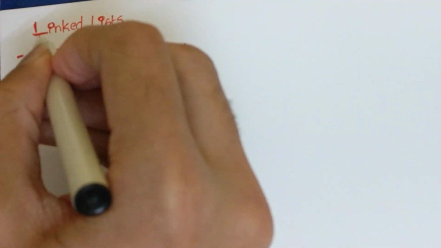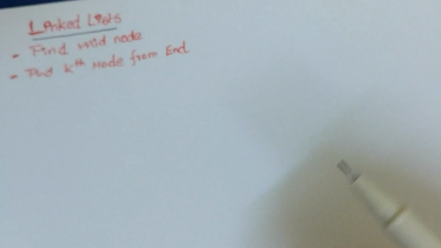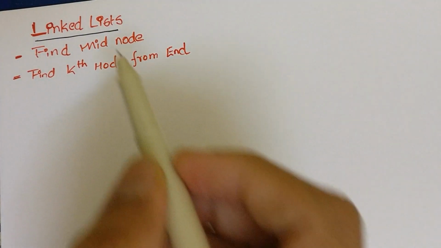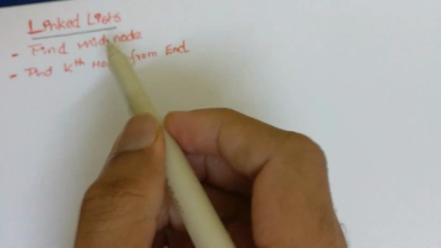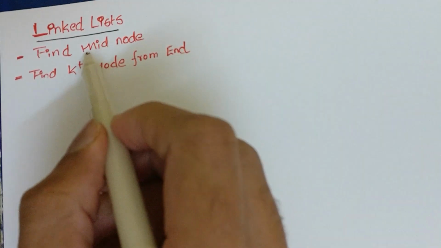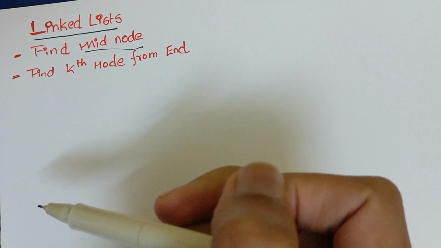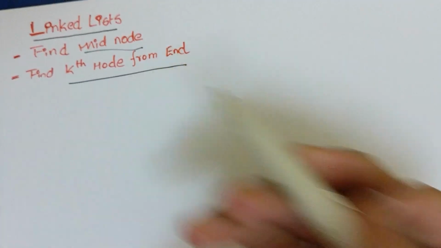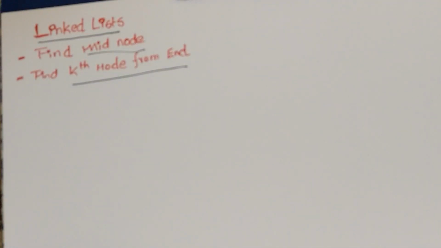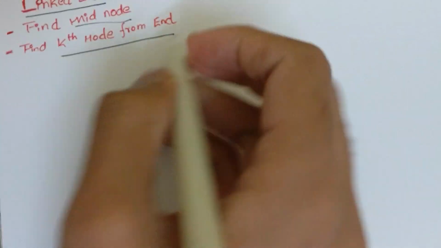Okay, so this video is on linked list. In this video we'll look into two problems which are almost similar: finding the middle node of the linked list and the kth node from the end of the linked list. These are the two subproblems that we'll be looking at. We will not delve much deeper into linked lists, but we'll just see what it is.